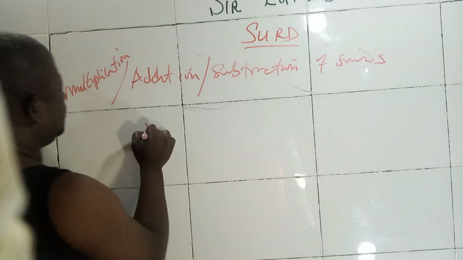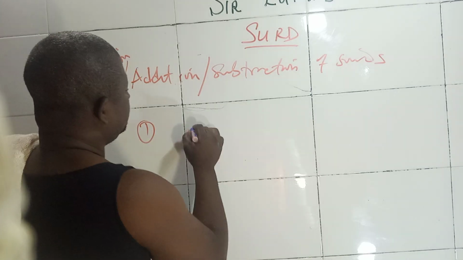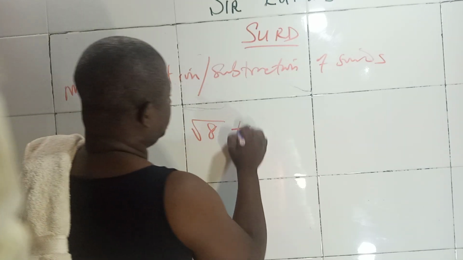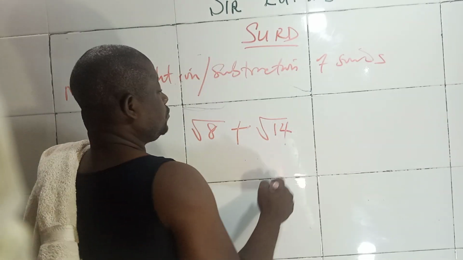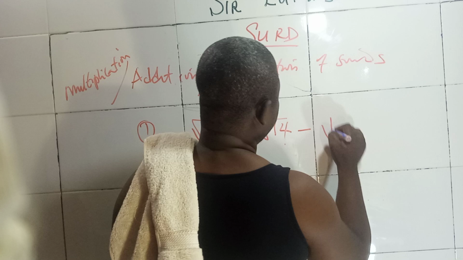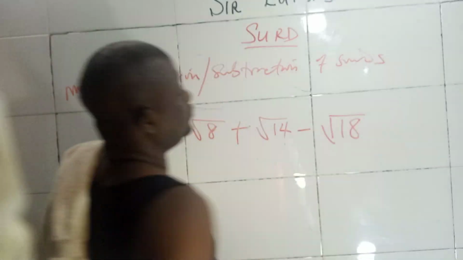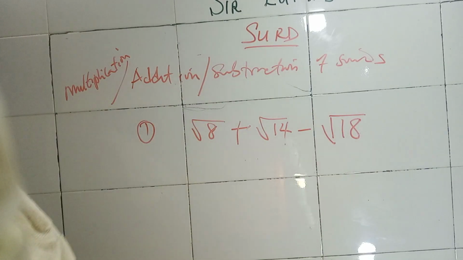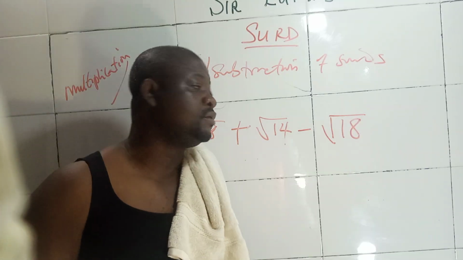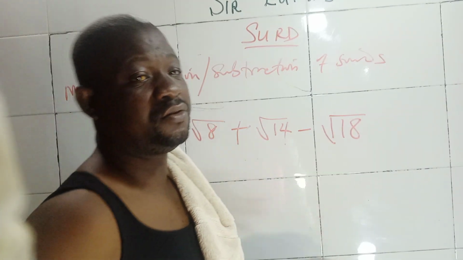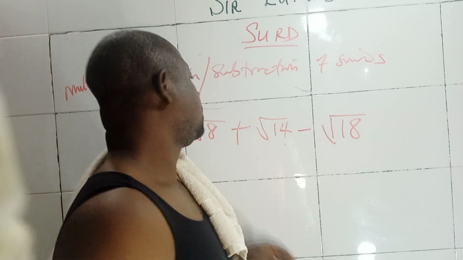So for instance, as an example, if I have root 8 plus root 14 minus root 18, I can say simplify this. Simplify means try to work on it until the time you will not be able to do any operation with it. Now look at it.